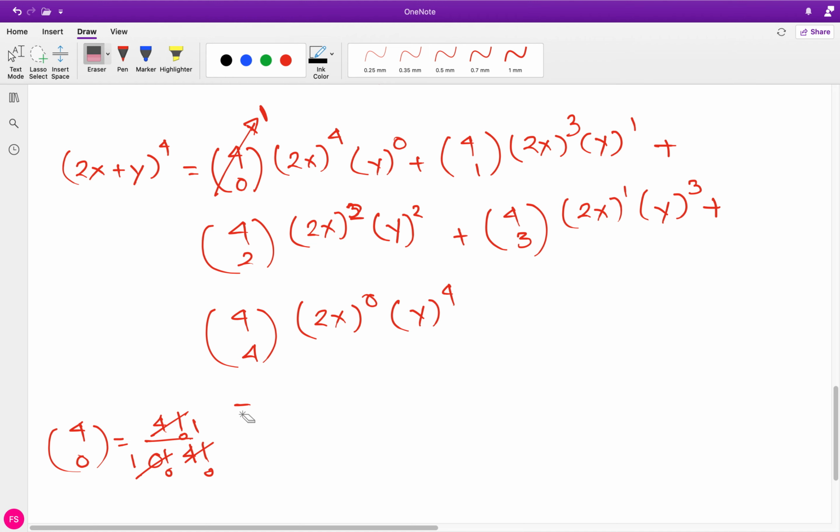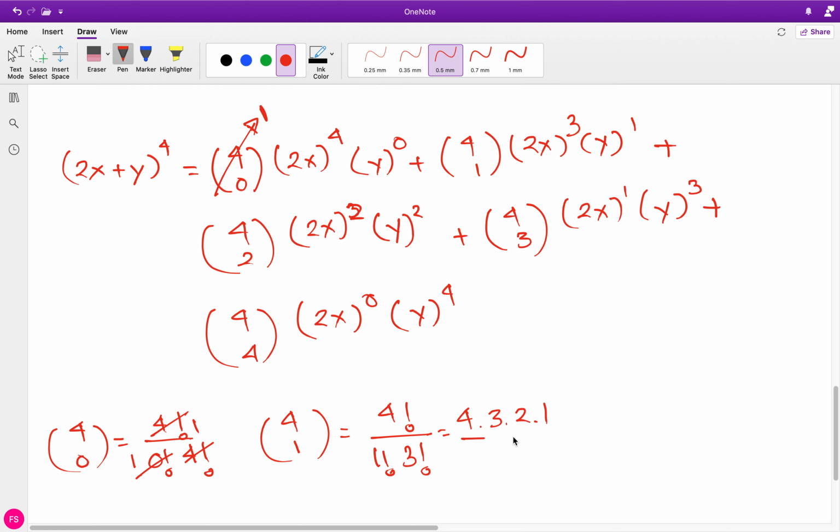Okay, let me just erase it and let me do it here. Then I will calculate 4C1. How to do it? Again, 4 factorial over 1 factorial times 3 factorial. 4 factorial means 4 times 3 times 2 times 1, over 1 factorial, which is just 1, and then 3 factorial means 3 times 2 times 1. So you can cancel all of this out. All you have left is 4. This equals 4.